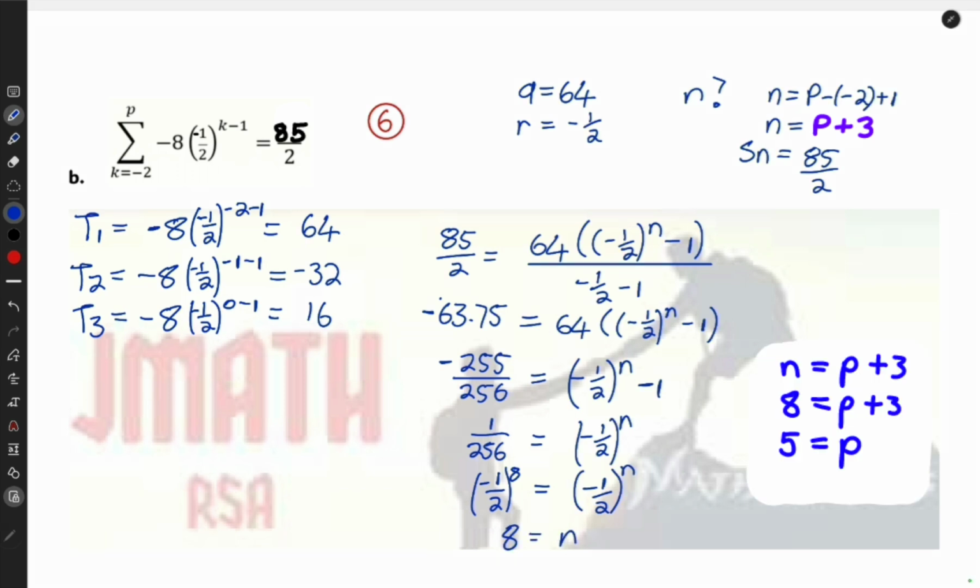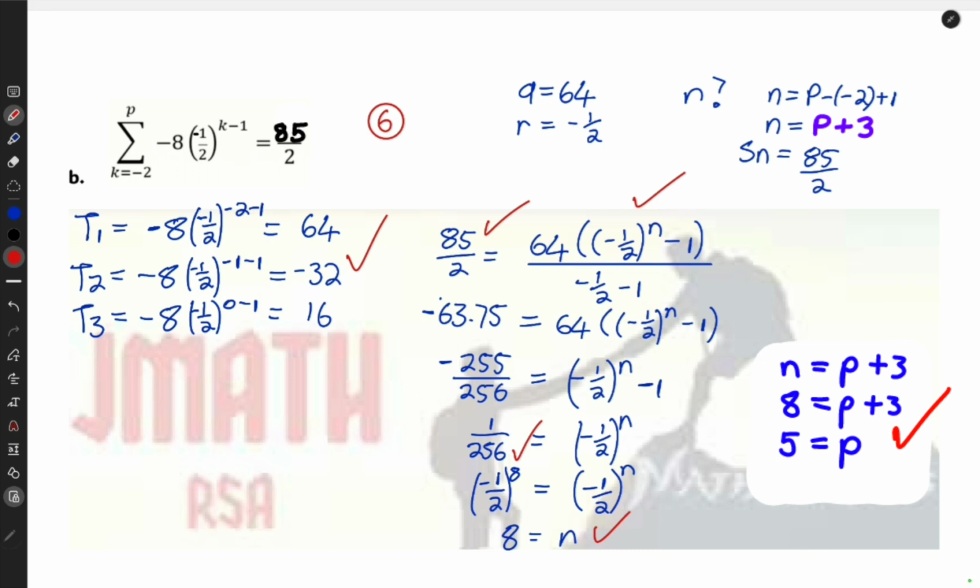But very important, the question was to solve for p, not n. So I'm just going to use my formula. N is equal to p plus 3. N was 8, so if I move the 3 over, then p is equal to 5. And that is the final answer. Let's see how you did. So I'll get a mark for writing out the sequence, subbing into the correct formula, then for doing the shift factor, for finding the value of n, and then finally for seeing what they actually asked and getting the answer for p.